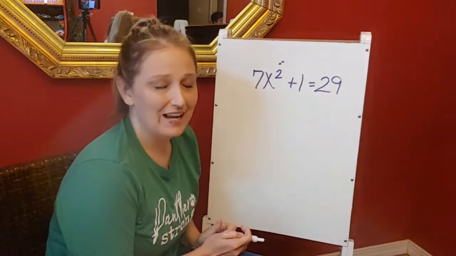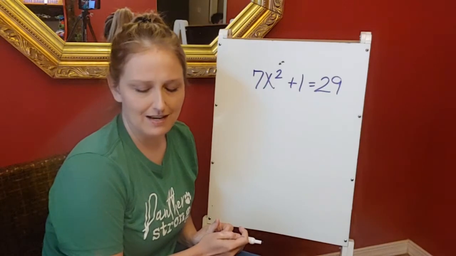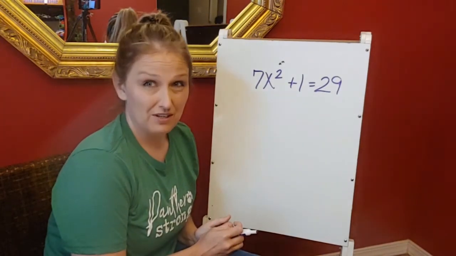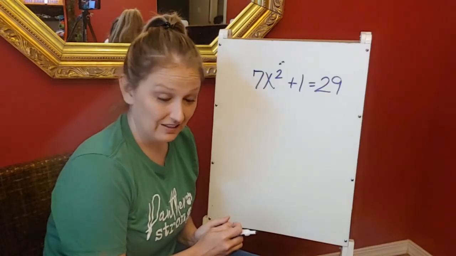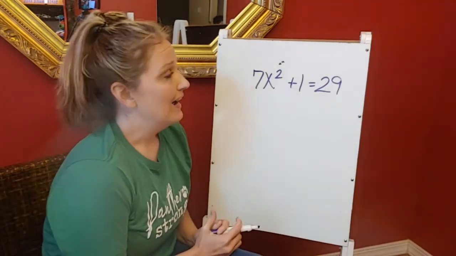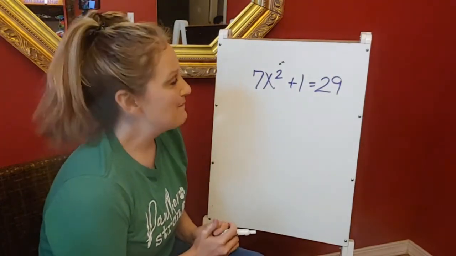On this one, on your AMI, it's going to say solving radical equations, I believe. What that really should say is solving quadratic equations, because we're still dealing with quadratics. We're just solving them in a different way. And we're solving this one by taking square roots, okay?